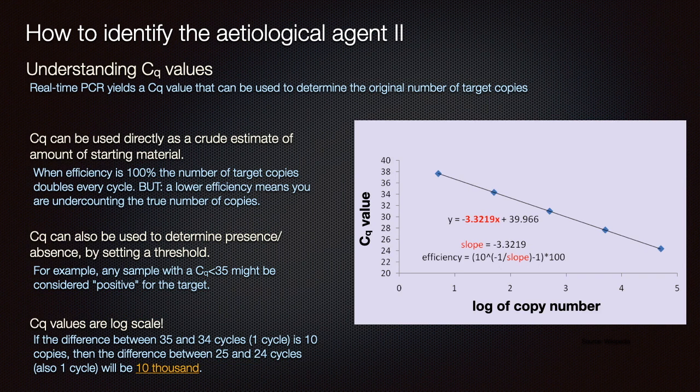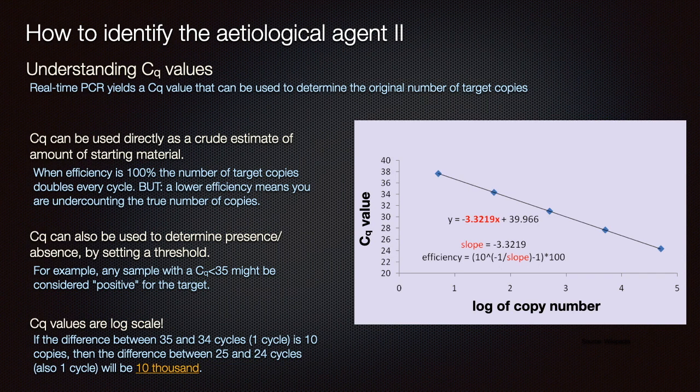At 100% efficiency, our numbers should double. Every time a PCR cycle occurs, we should get double the number of copies. But of course, that's the ideal situation, and oftentimes we don't get an exact doubling. We can use a standard curve such as this to convert CQ values into absolute copy numbers, if we're interested in knowing that.